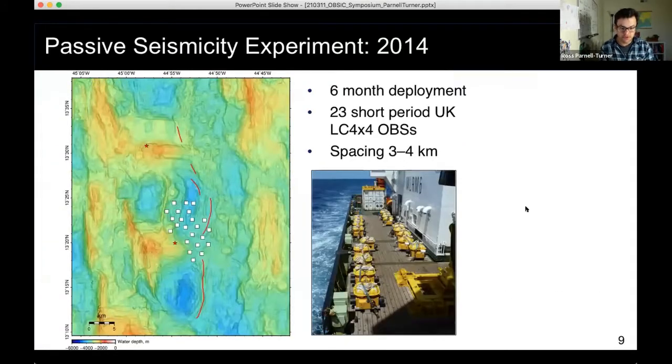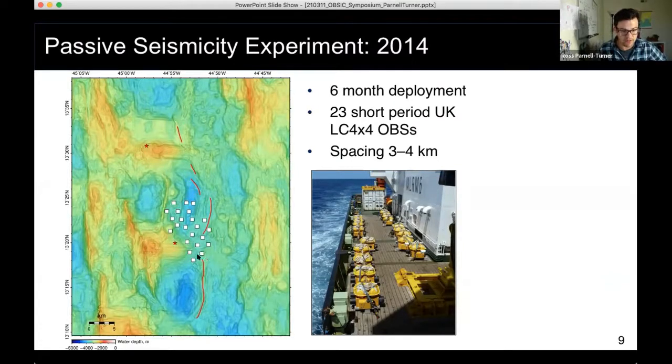So in 2014, as part of a two-cruise experiment funded jointly by the UK NERC and the NSF, we deployed 23 short period OBSs, mostly over the 1320 detachment. I should say these two detachments are referred to as 1320, due to its latitude, and 1330 detachments. That's what I mean when I say 1320 and 1330. These are OBSs operated by the UK pool, based on the Scripps short period design.